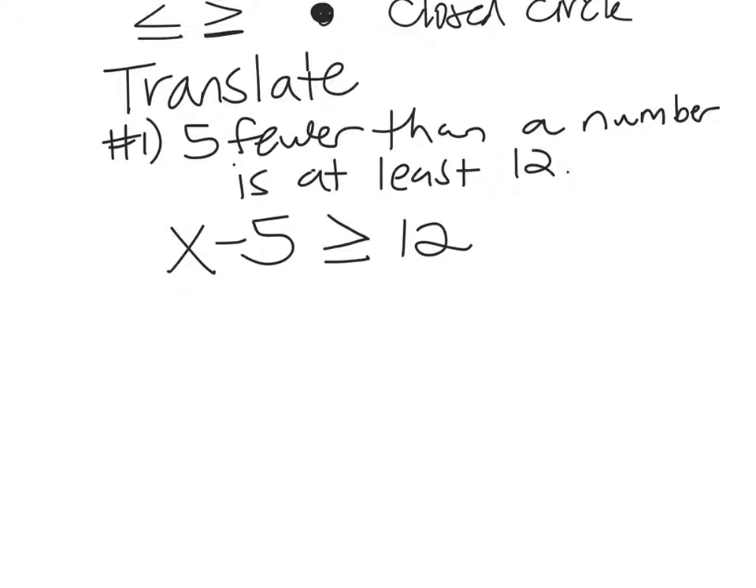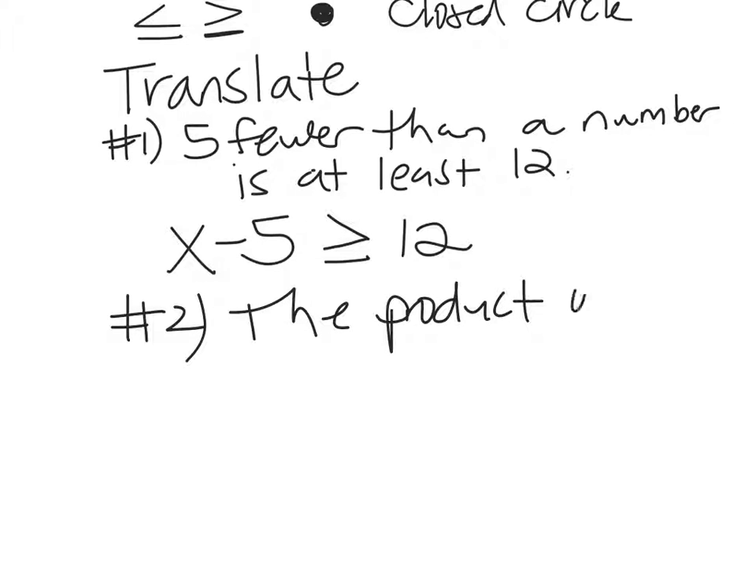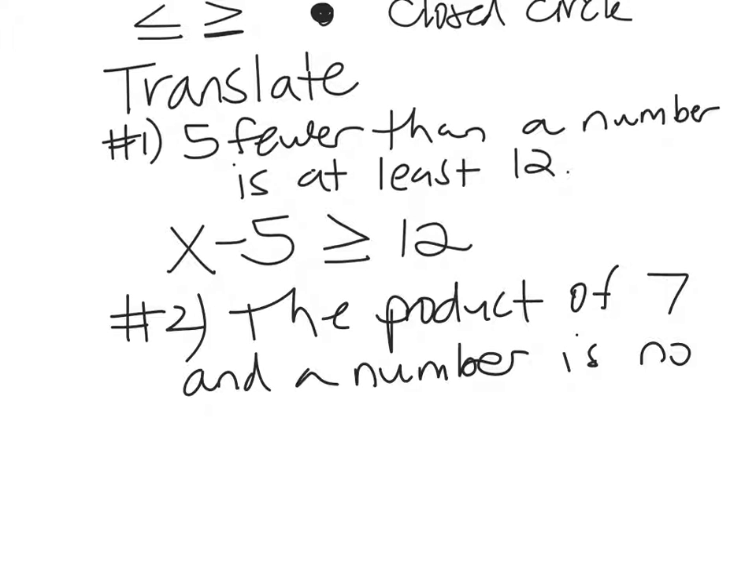Don't hear that. Okay, number 2. You try this one. How about the product? The product of 7 and a number is no more than 50. The product of 7 and a number is no more than 50.